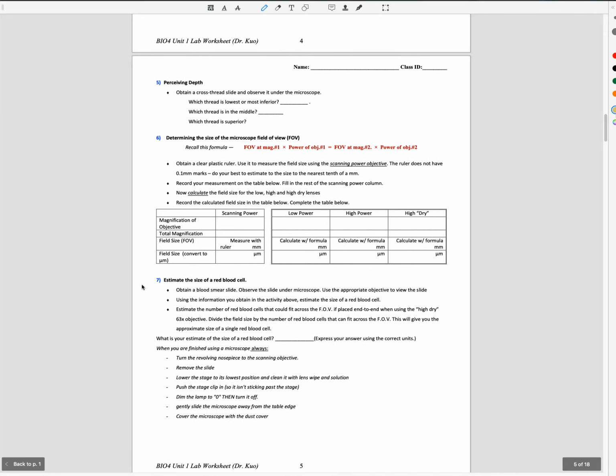You don't have to worry about number 7 that goes over estimating the size of the red blood cells. Not for the summer folks.